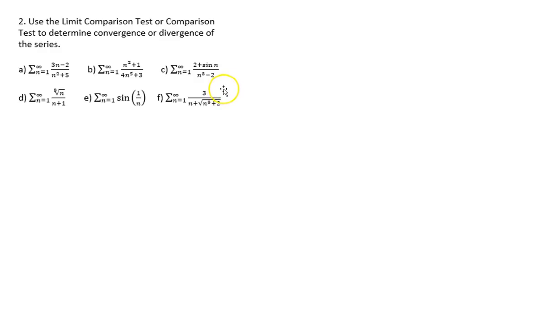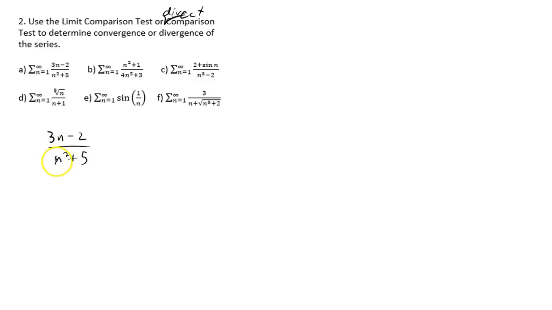Now use a limit comparison test or comparison test. I think usually we call this the direct comparison test. Use either the limit comparison test or the direct comparison test to determine the convergence or divergence of the series. The first one is 3n minus 2 over n squared plus 5.